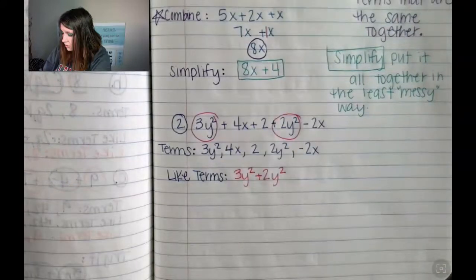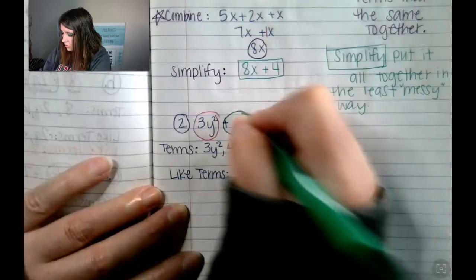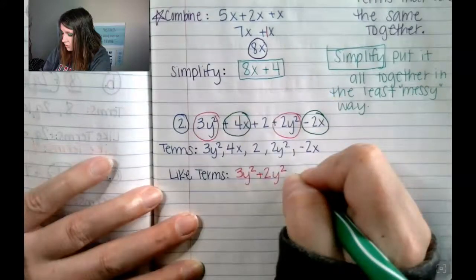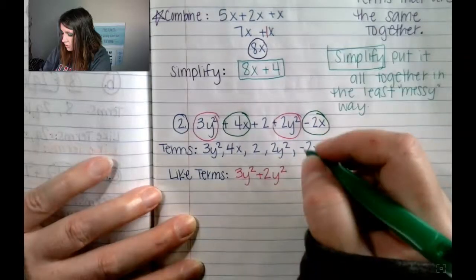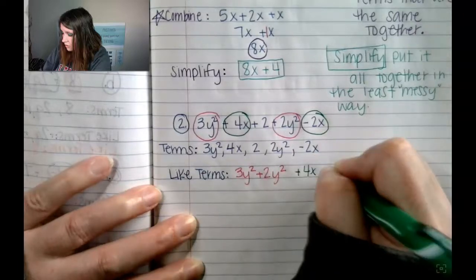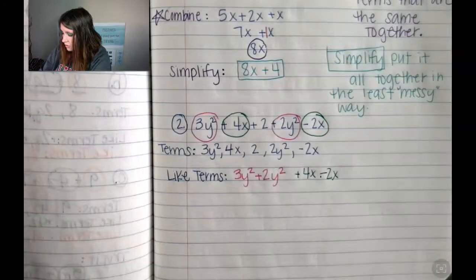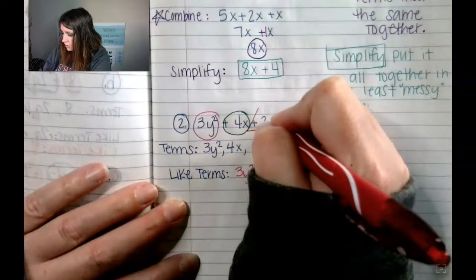Okay, now let's look at our next like terms. What else do we have that's alike? We have a 4x and a negative 2x. So let's put the x's down. We're going to say positive 4x and a negative 2x. Okay, and then we have this one left over. Let's just put a triangle around him so we don't forget it.